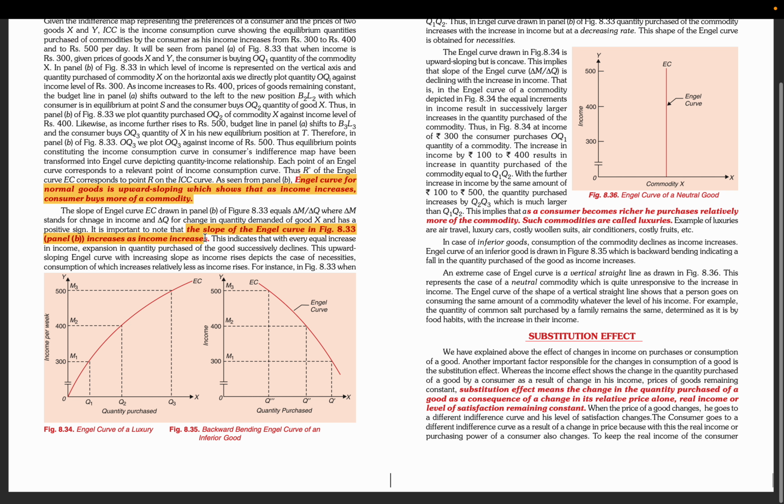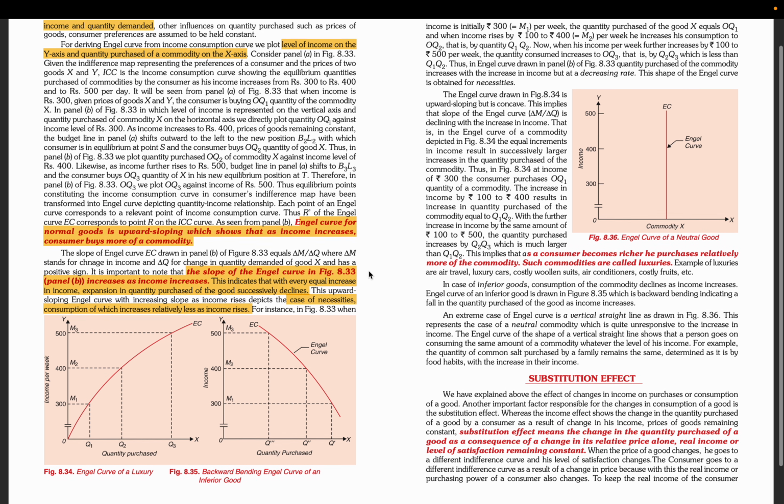This indicates that with every equal increase in income, the expansion of quantity purchased of the good successively declines. This upward sloping Engel curve with increasing slope as income rises depicts a case of necessities. So it is clear, since we talked about necessities already, that this should be the case of necessities, consumption of which increases relatively less as compared to income rise, right?